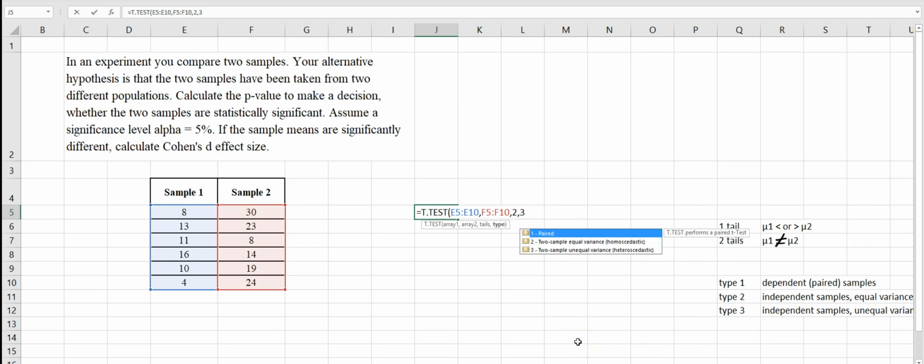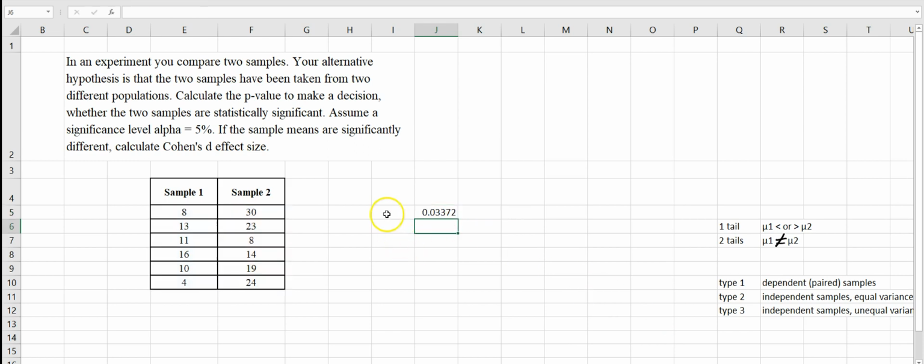So we put in 3 here, close the bracket, and we get a p-value. Let me write this down. P-value of 0.034. Now, what does that mean?